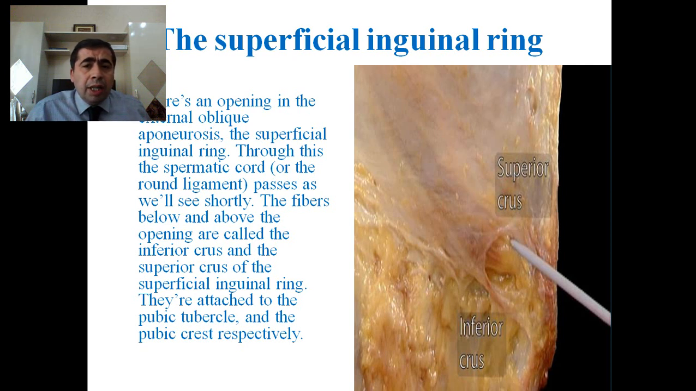The superficial inguinal ring, again, superior crus and inferior crus, both cruces actually. There is an opening in the external oblique aponeurosis, the superficial inguinal ring. Through this, the spermatic cord or the round ligament of the uterus, depending on the sex, passes, as we will see shortly. The fibers below and above the opening are called the inferior crus and the superior crus of the superficial inguinal ring. They are attached to the pubic tubercle and pubic crest, respectively.